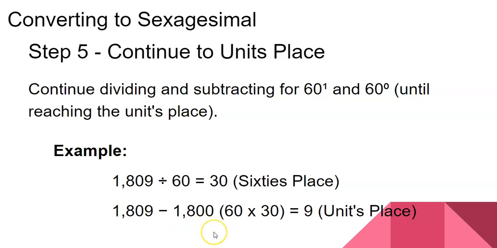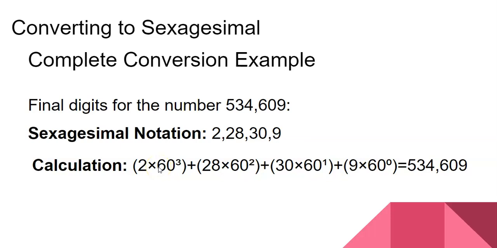Then we subtract 1,800 from the current remainder of 1,809. And the difference is 9. So 9 will be the digit in the units place. Alright, so the final sexagesimal digits for the decimal number 524,609 are 2, 28, 30, 9.